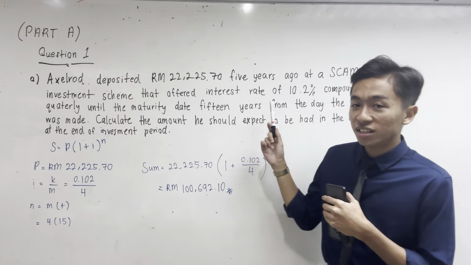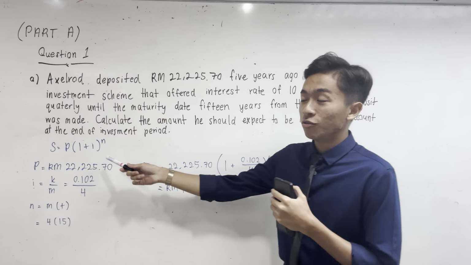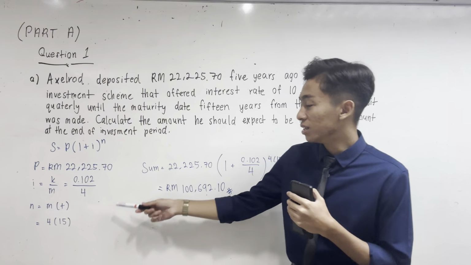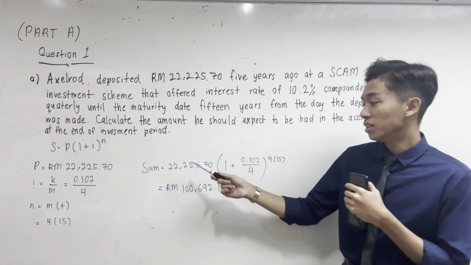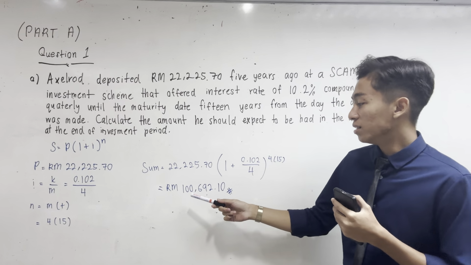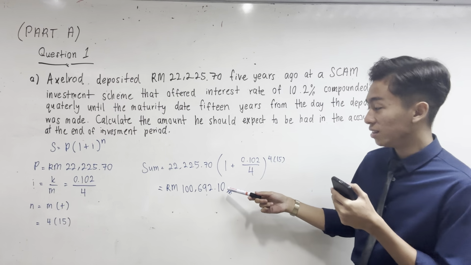So, on this question, we need to use the compound amount formula. We need to list all the amounts that we need to use in the formula, and after doing the calculation, the final answer would be RM100,692 and 10 cents.